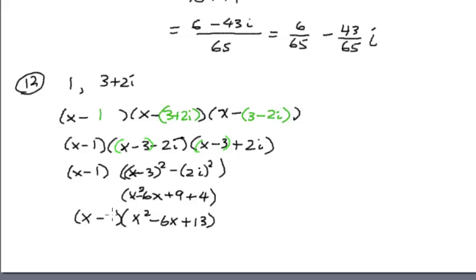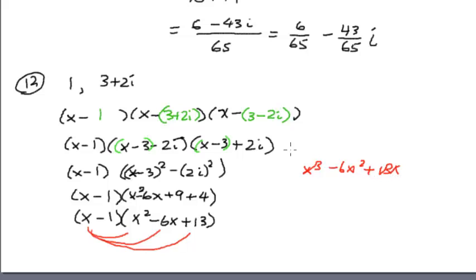Now I distribute the x minus 1 to it, and then I can get x times all of that will give me, let's see here, x cubed minus 6x squared plus 13x. That doesn't look too pretty.